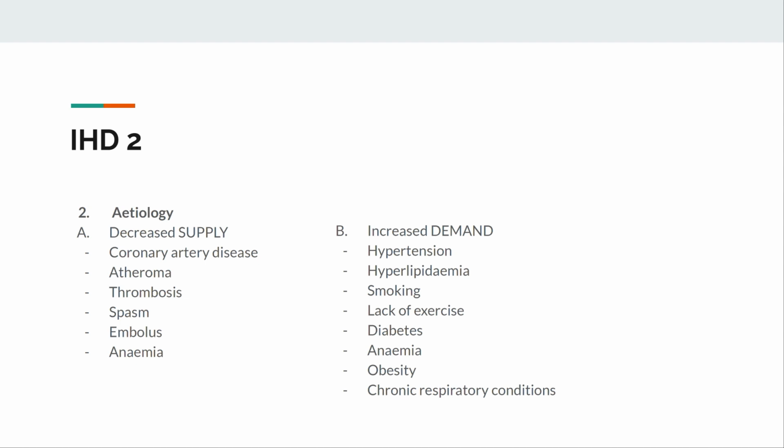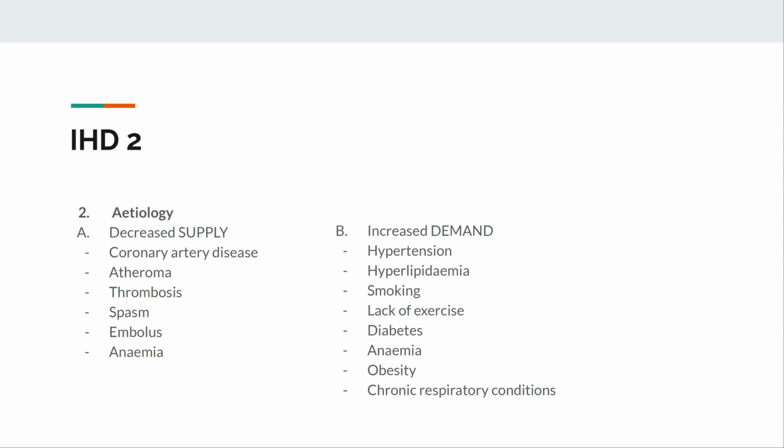In terms of specifically looking at the etiology of ischemic heart disease, as I mentioned, there's either a decreased supply of oxygen to the heart, or an increased demand, where the heart has to pump harder to overcome something. Examples for decreased supply include coronary artery disease, as we were just talking about, because an atherosclerotic process or an atheroma forming is going to reduce the blood supply to the heart, causing ischemic heart disease. You can also have thrombosis, spasms, an embolus, and also anemia, which can cause decreased supply of oxygen to the heart.